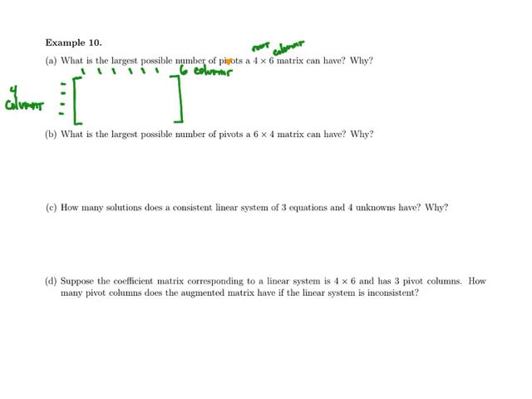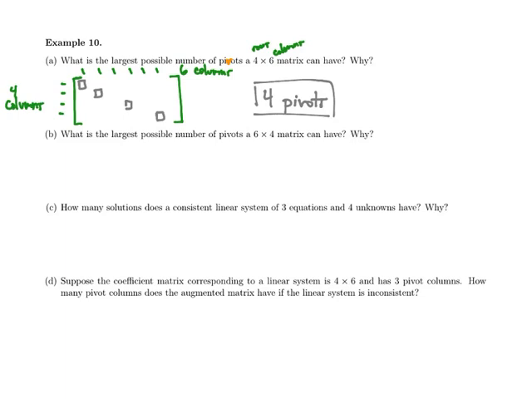There was one point that we said that there has to be at most one pivot in each row and each column. So because of that, I can only have 4 pivots. They could be in different spots, but that is the most that I could have, 4 pivots.